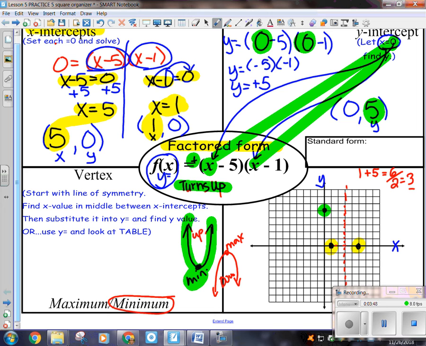It will. If you take your 2 x-intercepts, it's always going to be in the middle between them, and that would always give it to you. Add them up and divide by 2.